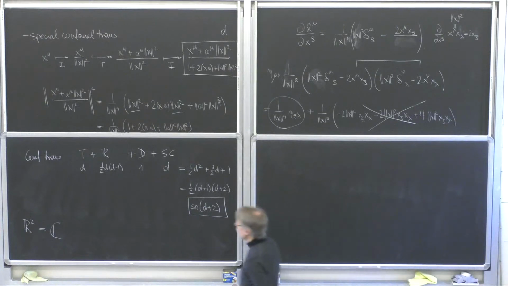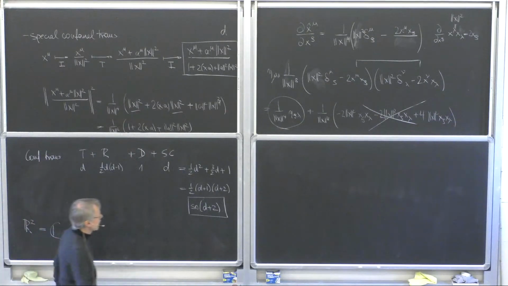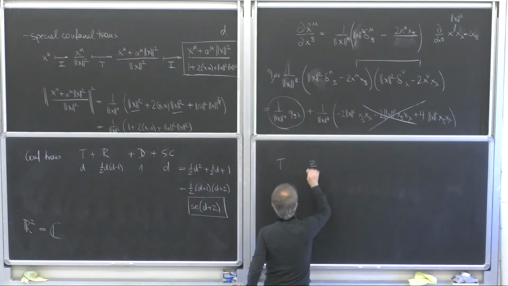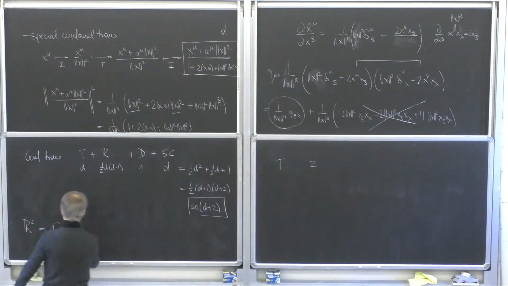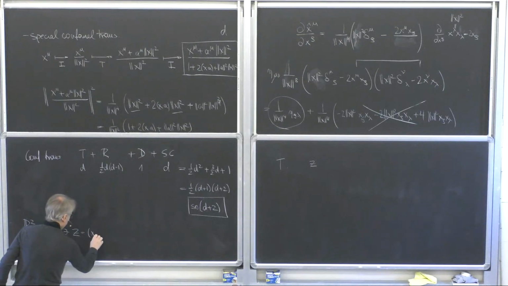Okay, so how many transformations do you have in R2, and what do they look like in the 2-dimensional setting? Well, the translations will just be the transformations of Z. So the coordinate here I'll denote always by Z. And you can think of this as being x1 plus i x2.